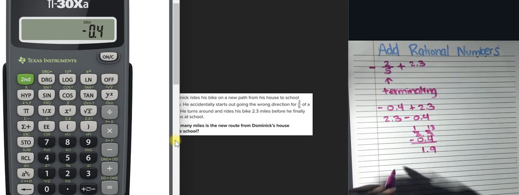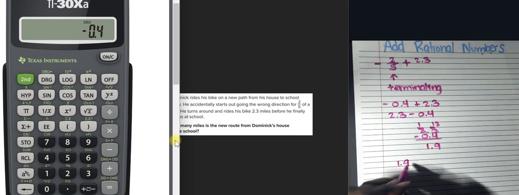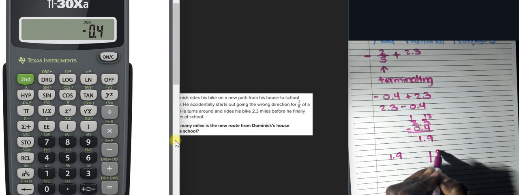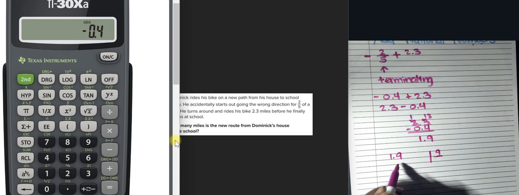If you wanted to talk about it in terms of a fraction, we could also do that. So it will be 1 and 9. And what's our place value that we're looking at? Tenths, right? So 9/10. Okay. So either one of those is going to get you the right answer.